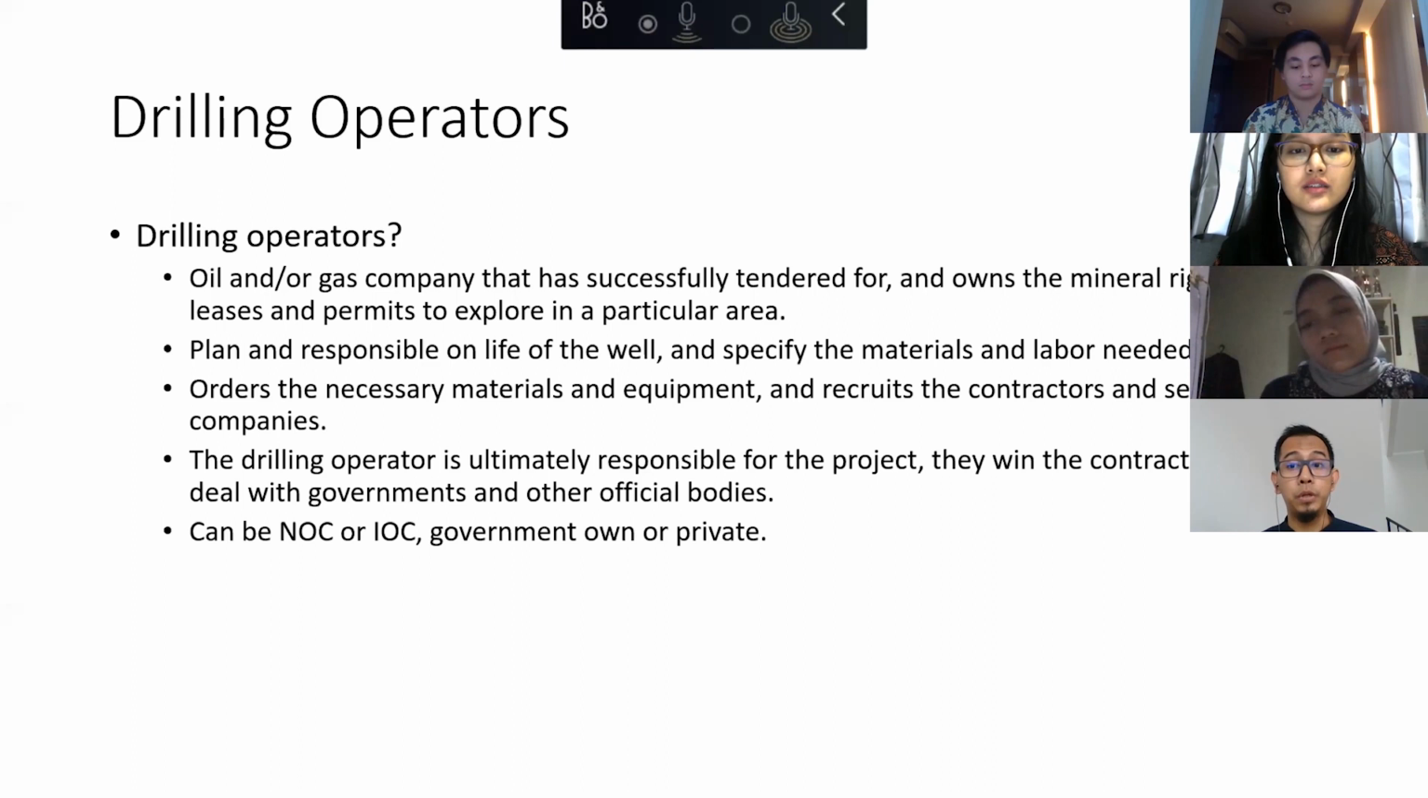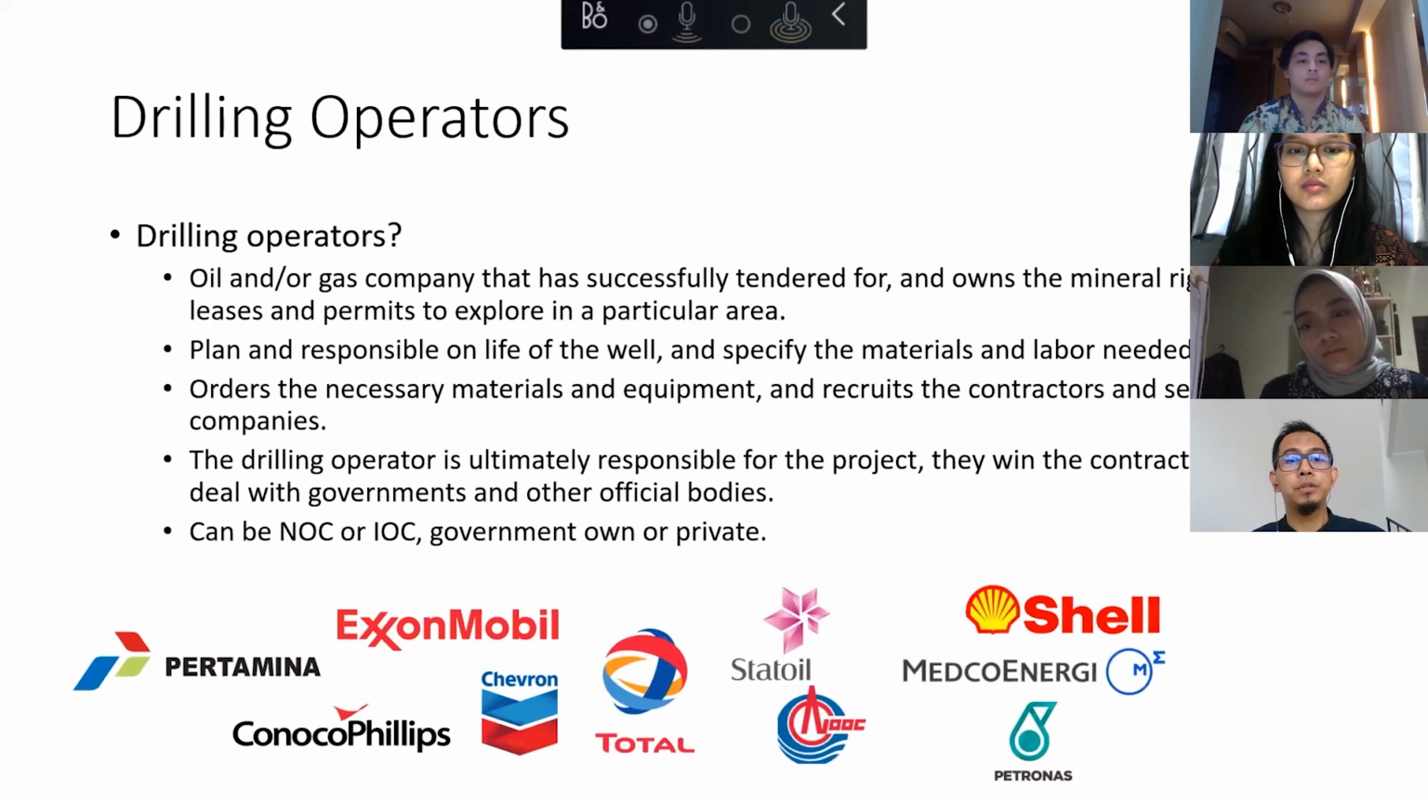They win the contract of the tender of the blocks, and they deal with the government and all other official bodies that are required to operate in this field. They can be either a national oil company or an international oil company, whether government or private sector.